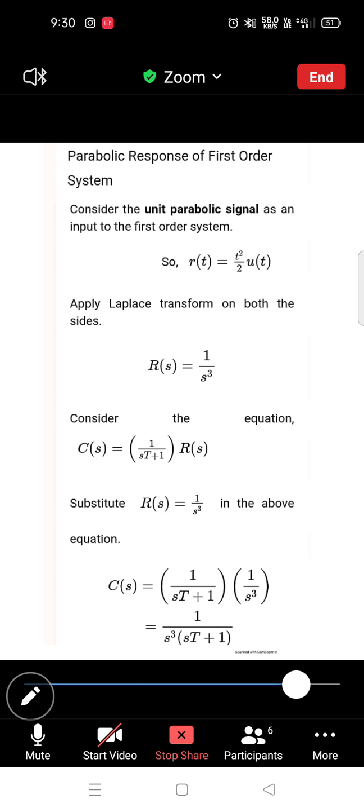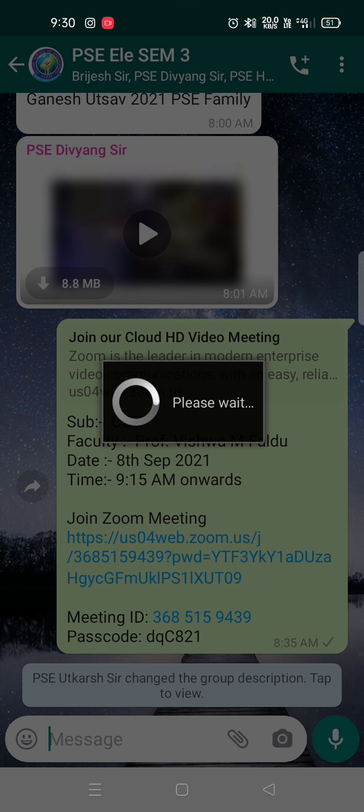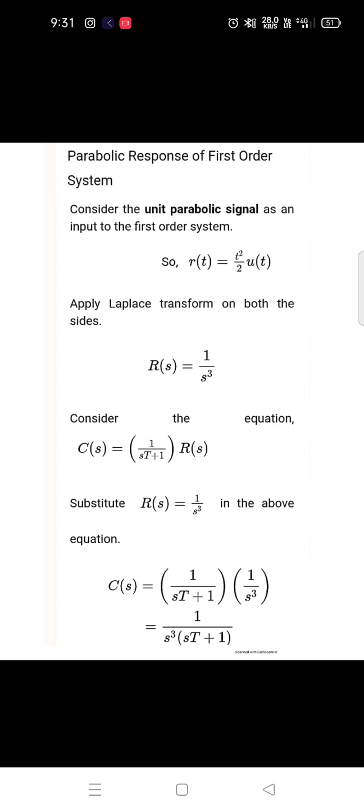Now the last signal is the parabolic signal. So the parabolic signal is p of t, and we already related it with our step signal, it is t square by 2. So what was our parabolic response in relation to the step signal? It is t square by 2 u of t. So by taking the Laplace transform of t square by 2, for t square it will be 1 upon s cube. So by putting this 1 upon s cube in the C of s equation, it will come as 1 upon s cube into (sT plus 1).